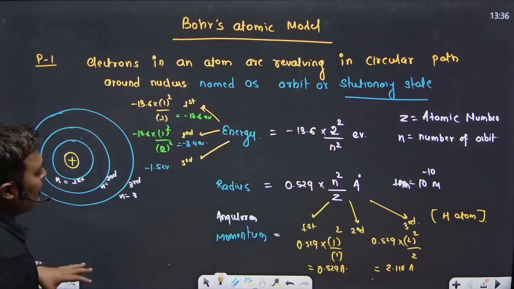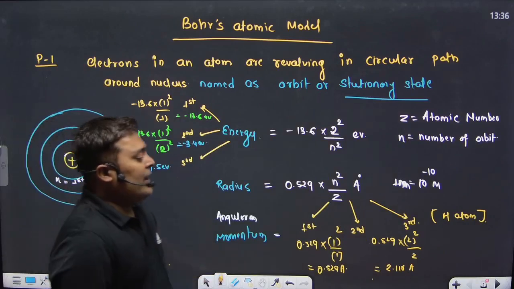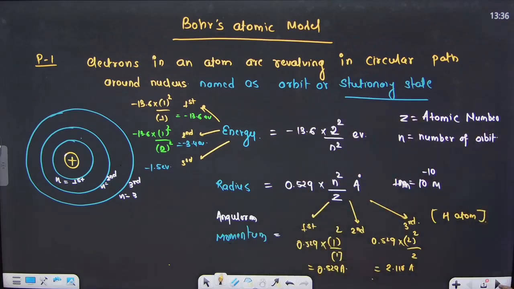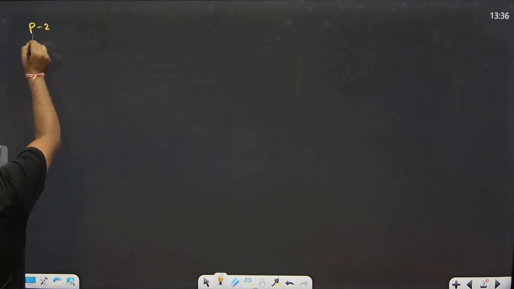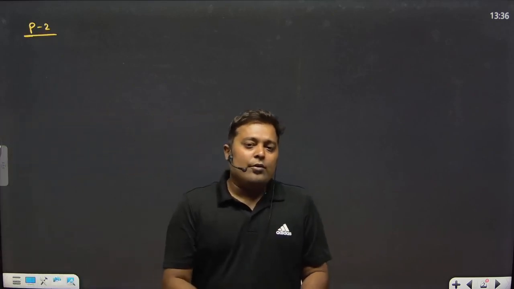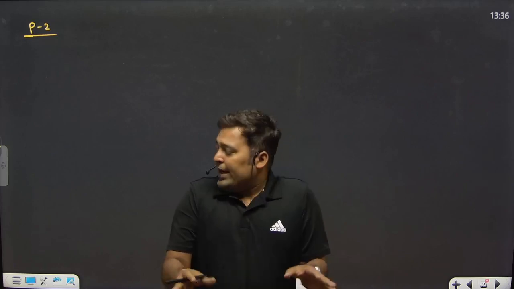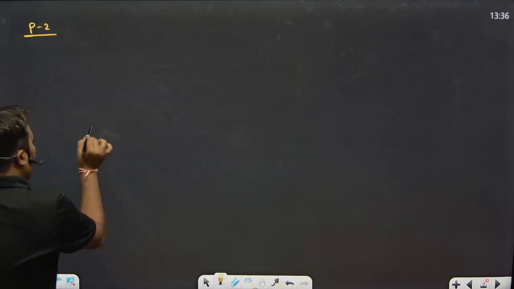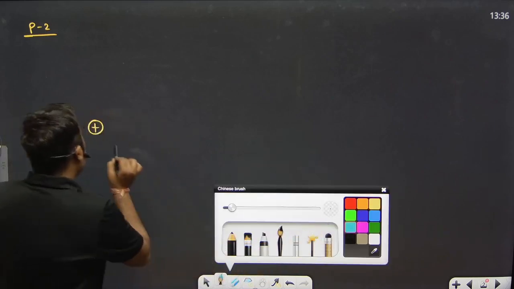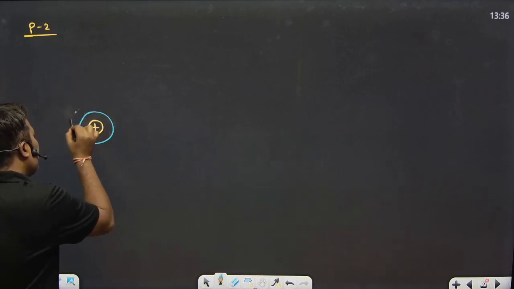postulate. Now if you have noted down the first postulate, let's move on to the second postulate of Bohr's atomic model. What do we have in the second postulate? The second postulate simply tells us that an electron does not change its energy by itself. What it means is that if any electron in the atom is present in the first energy level, then that electron is going to be in the first energy level forever.